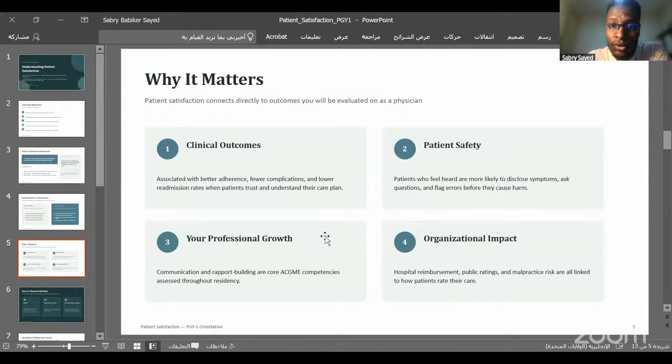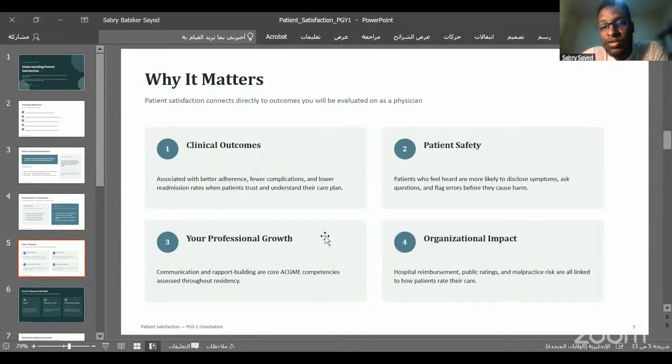So why does patient satisfaction matter? First of all, the clinical outcome, right? It is associated with better adherence. For example, if a patient has a good experience in the first place with you, and then the patient satisfaction was good, you would expect such a patient to be more adherent to the treatment plan, with fewer complications and lower readmission rates, because they will listen to your orders and your treatment plan very well. They will trust you at the end of the day.